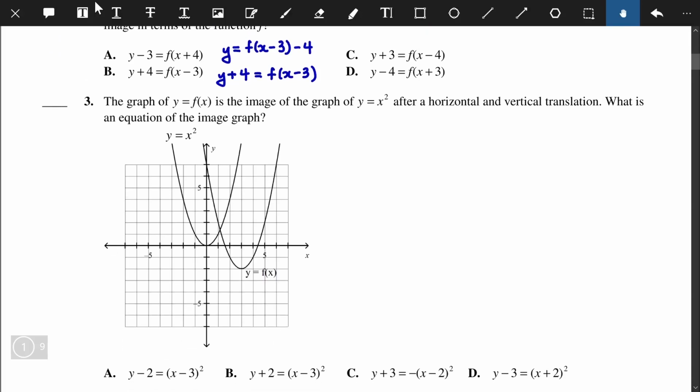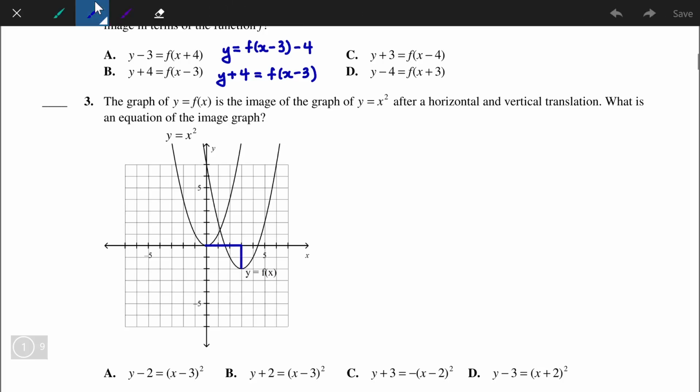Question number 3. The graph of f of x is an image of y equals x squared after a horizontal translation and a vertical translation. What is the equation of the image graph? So in this case, we can see that the graph was moved 3 units to the right and 2 units down. So that's 3 to the right and 2 down. Which means then the c value is equal to 3 and the d value is equal to -2.